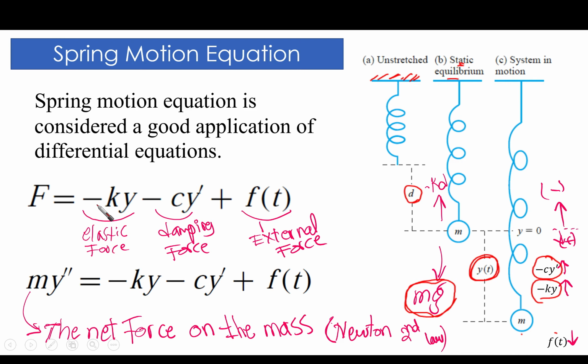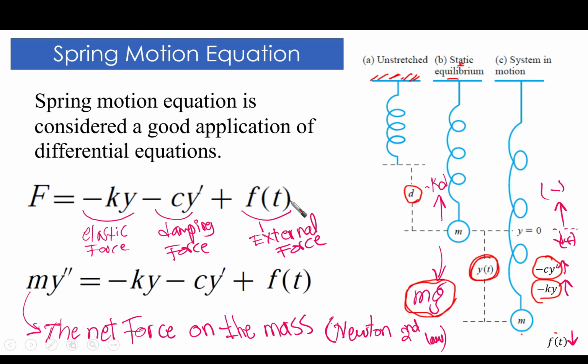First of all, we have the elastic force, which is minus ky. We already mentioned this. And we have minus cy prime, which is the damping force. And we have the external force term, which is heading downward. So this is our spring motion equation. It describes the motion of our object if it is attached to a spring.